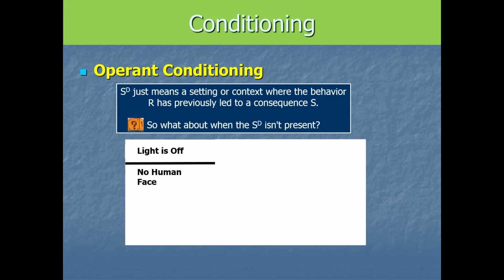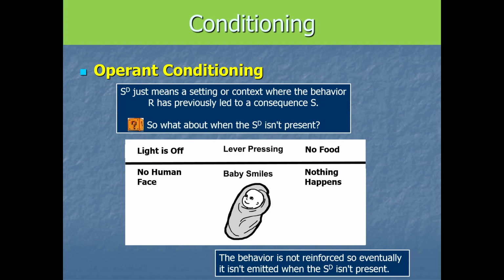So what about when the SD isn't present, when the discriminative stimulus, the signal, isn't there, or a different signal is there that's kind of our S delta telling us no? So for example, when the light is off in that rat's cage, or if there's no human face present in the baby's environment, then what's going on? Well, notice that doing the behavior in this case is going to lead to nothing. The stimulus doesn't show up after the behavior. So if that S delta is present, or the discriminative stimulus of the light isn't on, then the lever pressing behavior doesn't lead to food. Press the lever, no food comes out. Or the baby smiles, but no one picks him up.